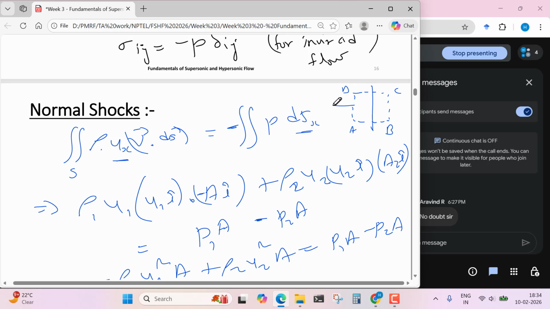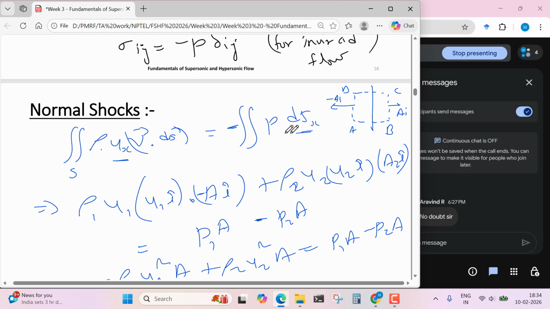So for the AD surface, the normal is minus AI, and for this one the normal is AI. So for the AD surface, rho 1 is the density, the velocity is U1, and V dot dS is U1 into minus AI, plus for the BC surface it is rho 2 U2 into U2I into A2I.